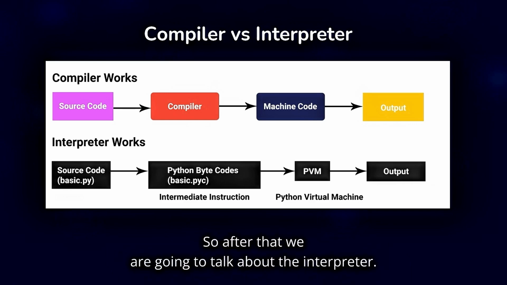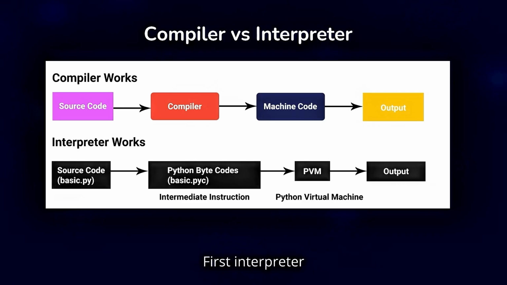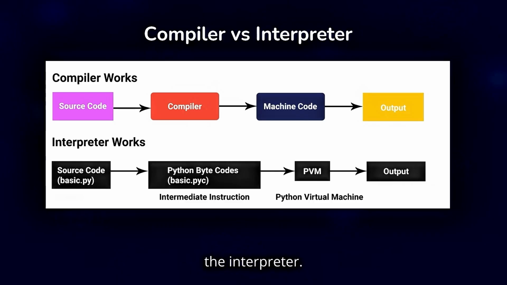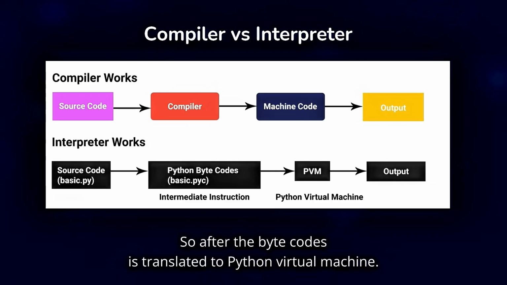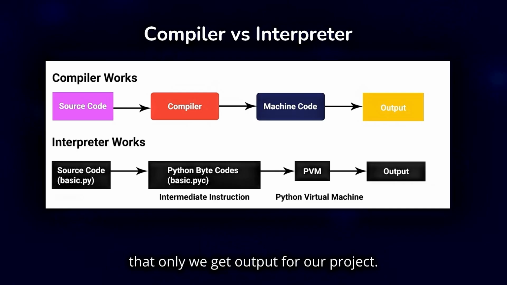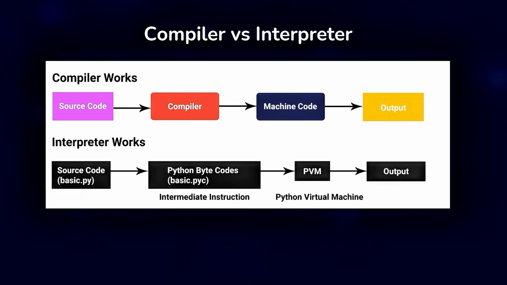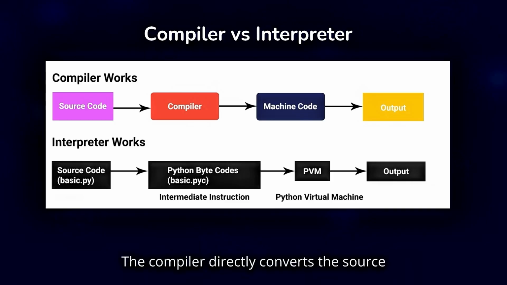After that, we are going to talk about the interpreter. First, the interpreter's source code will be translated into byte codes. So that's the intermediate instruction of the interpreter. After that, the byte codes are run on the Python virtual machine. After that only we get the output for our project. So that's the working of the interpreter. The interpreter translates the source code into intermediate code only, not directly into machine code. So that's the main difference. The compiler directly converts the source code into machine code.